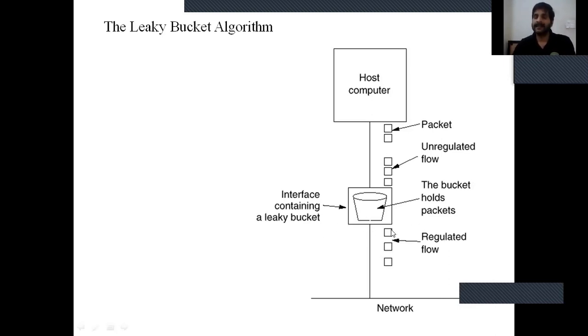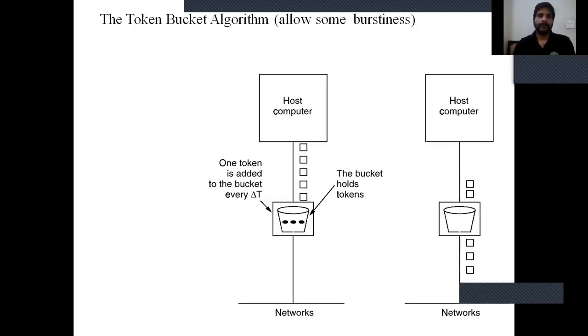But here only one packet is sent to the network per tick, so speed and efficiency are slow when using the leaky bucket. So we introduce the token bucket algorithm, with some modification: we use a token bucket instead of the leaky bucket.